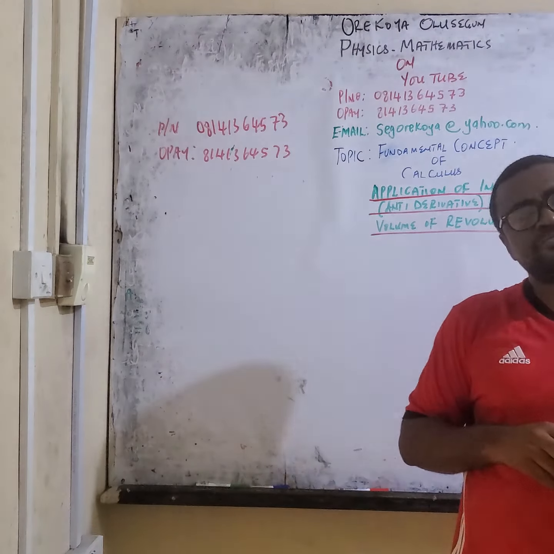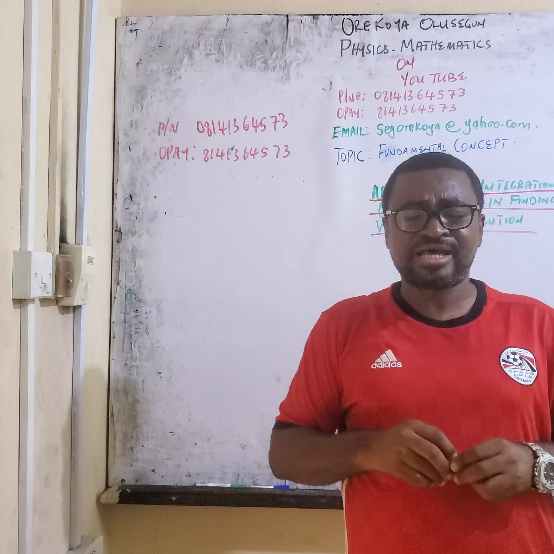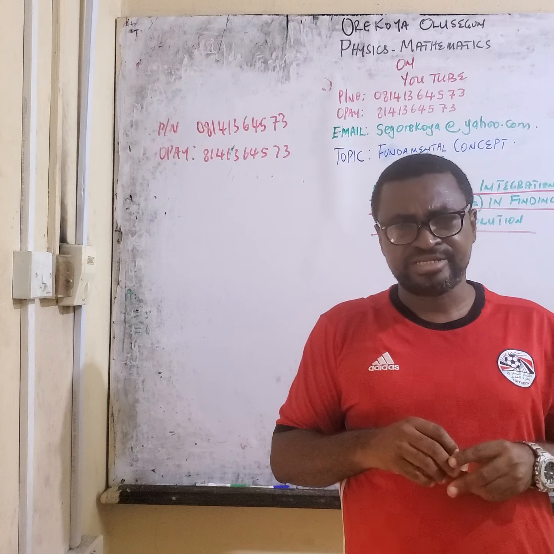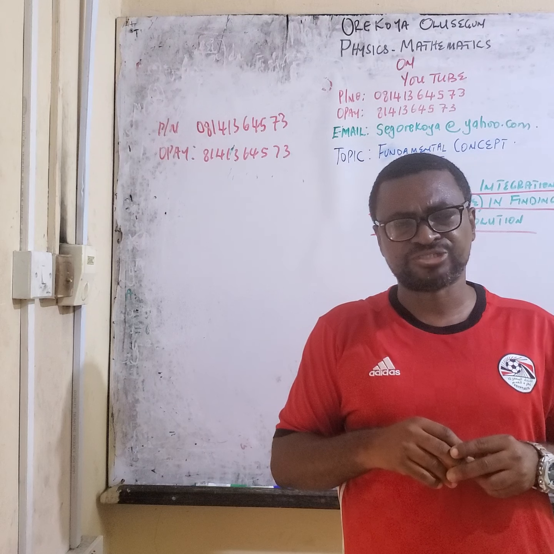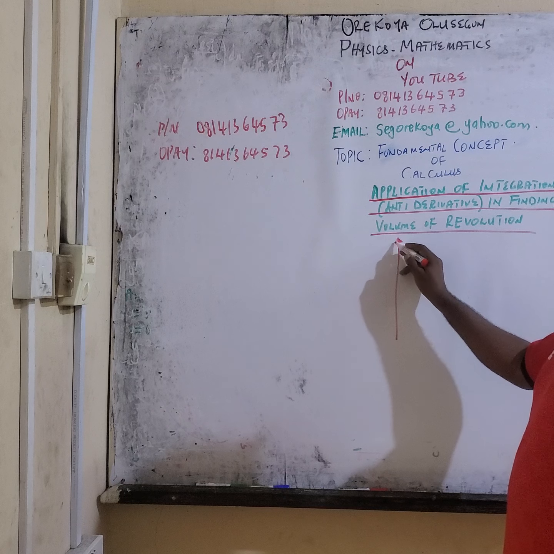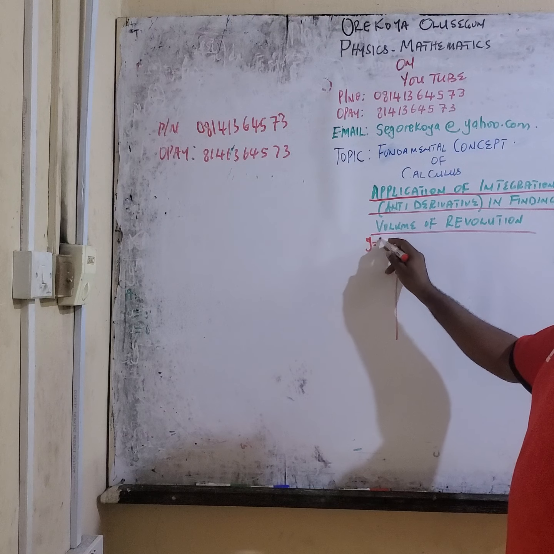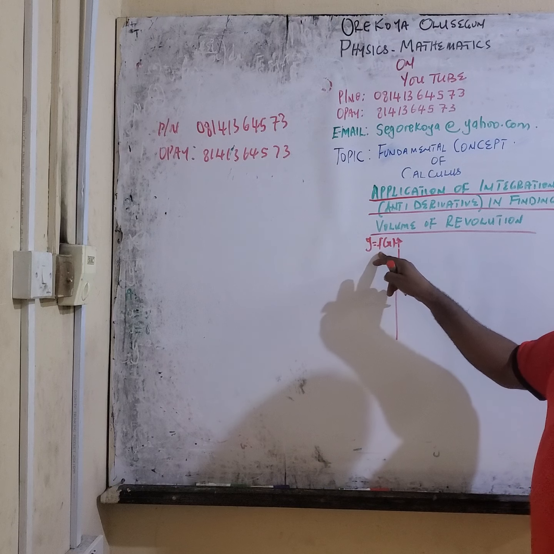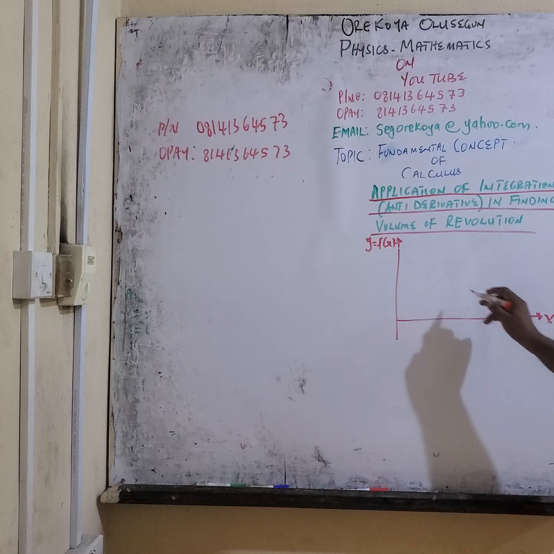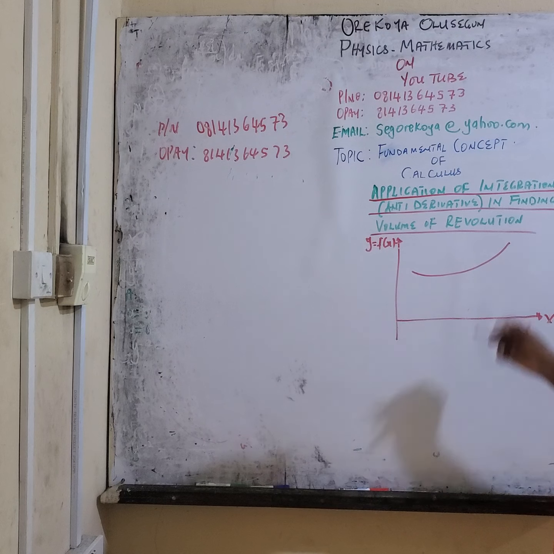Today we are taking a topic under calculus, and that topic is integration. Integration means antiderivative. So we want to derive the expression for the volume of revolution generated by the curve of a function. Now let's consider this arbitrary curve of y is equal to f of x, where y is the dependent variable against the independent variable x. Now look at this curve that I have here.